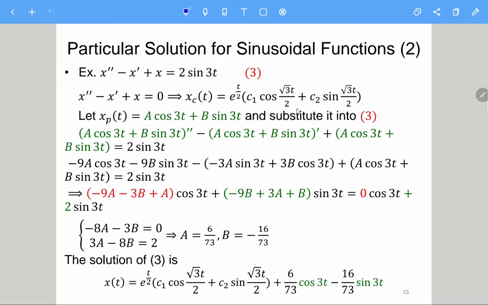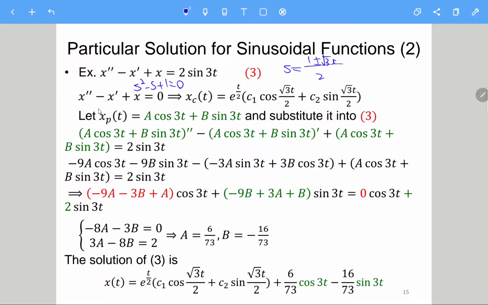For this one, you have s squared minus s plus 1 equals 0, so that you have s equals 1 over 2 plus or minus square root of 3 over 2 i, something like this. So you can see that in xc of t, the real part is 1/2. And for the cosine and sine, we have square root of 3 over 2 to be the imaginary part. So this is the complementary solution.